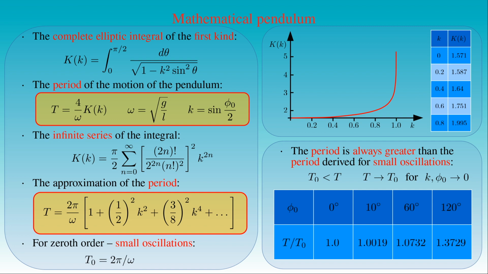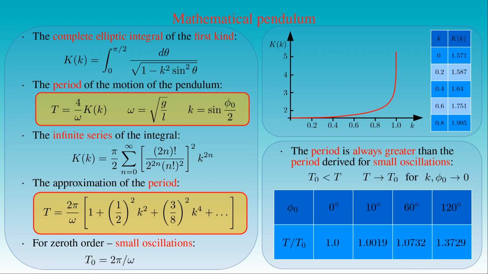The ratio of the periods can only be measured in parts per thousand if phi 0 is equal to 10 degrees. However, its value rises to 1.7 percent for 60 degrees. If the initial angle of the pendulum is set to 120 degrees, the deviation is 10 times greater than the value obtained for 60 degrees. Although the initial angle phi 0 is normally much smaller than 120 degrees, even smaller deviations in the period can be accumulated during several swings.